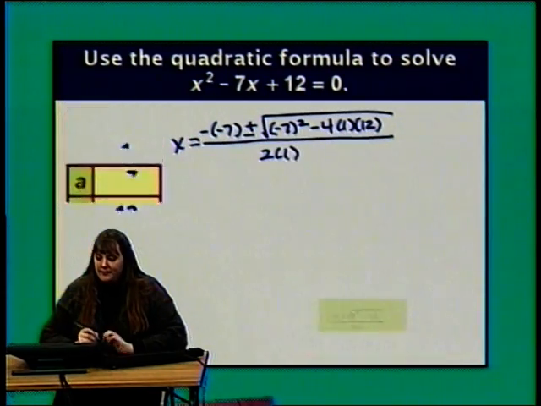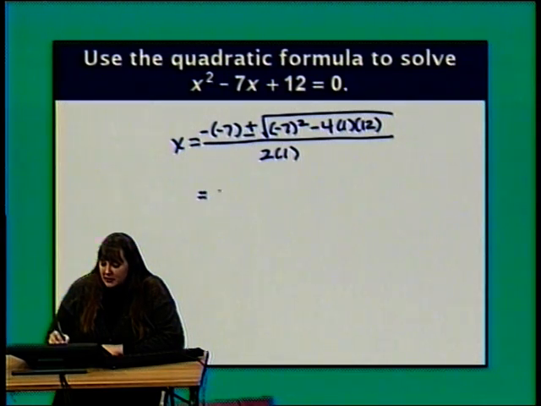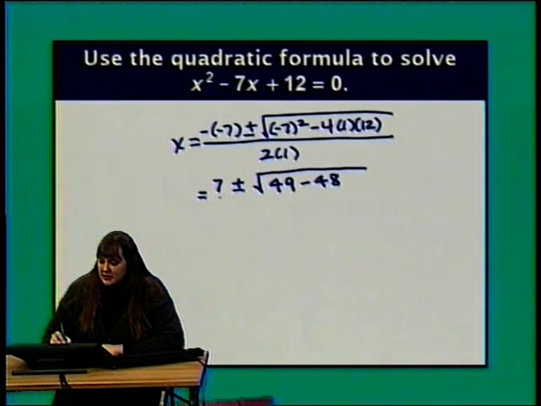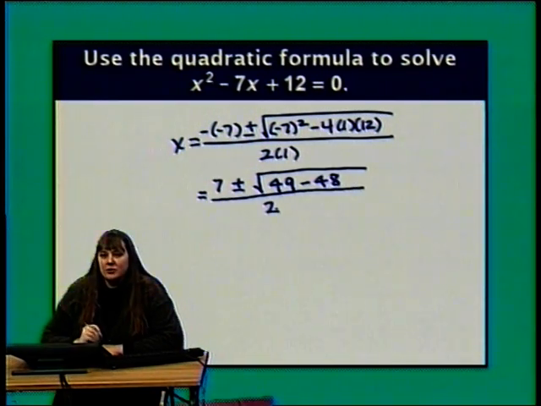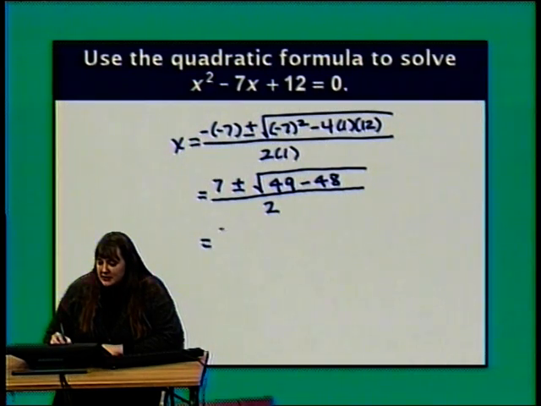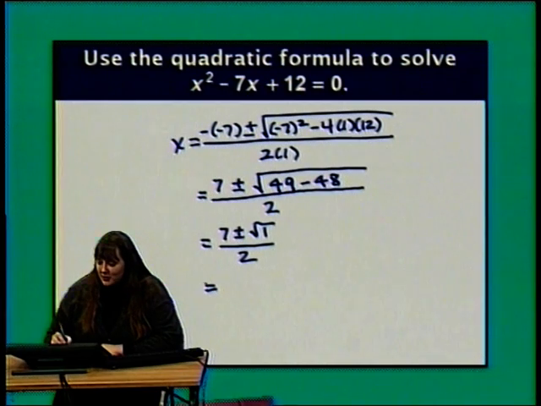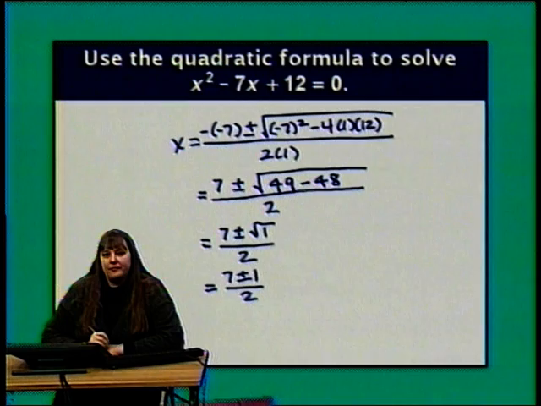So let's simplify. The opposite of negative 7 is 7. Plus or minus the square root of squaring negative 7, I get 49, minus 4 times 1 times 12 is 48. And in the denominator, I just have 2 times 1, which is 2. So this is 7 plus or minus the square root of 1 over 2. Well, what number squared gives me 1? 1 squared is 1, so the square root of 1 is 1. So I have 7 plus or minus 1 over 2.